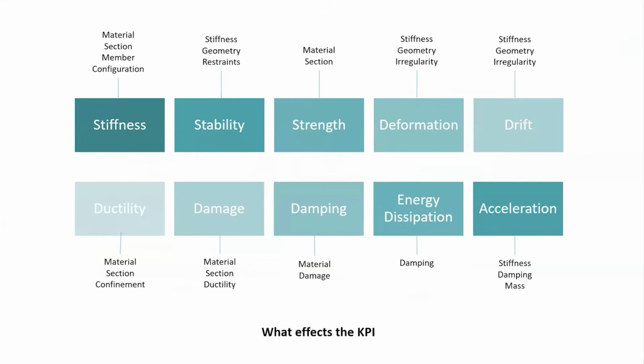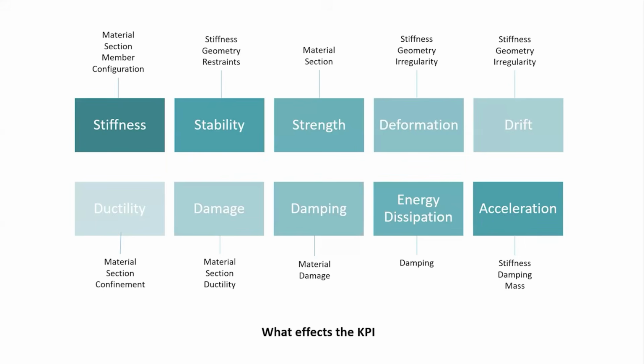And all of these KPIs can be identified and linked to one or two of the properties that we can identify. For example, if the stiffness is a problem, then material, section, member, or configuration can be improved. If the stability is a problem, we look at the geometry and the strength. If the ductility is a problem, we look at material, section, and confinement, and so on. So we look at every KPI and we look at where it comes from. And if we want to change, it's like dials. You can dial various things and bring them to the acceptable level.